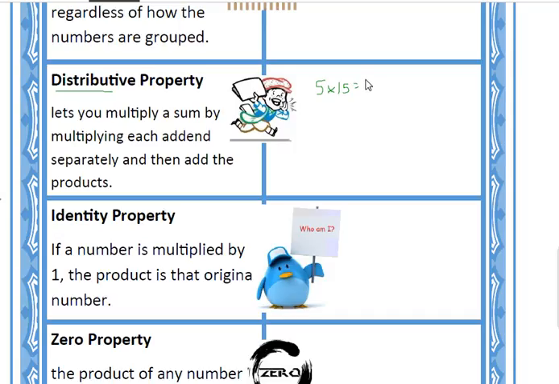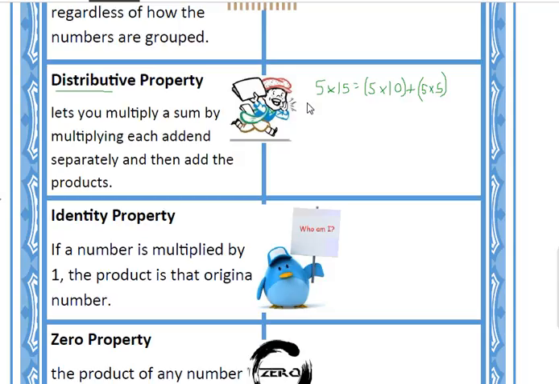You might say 5 times 15 can be distributed like 5 times 10 plus 5 times 5. This is going to give us the same answer as 5 times 15. We're just breaking it apart. We're distributing it. Distributing the 10 and distributing the 5s. So it's the same as having 5 times 10 plus 5. So we could break this apart and show you.